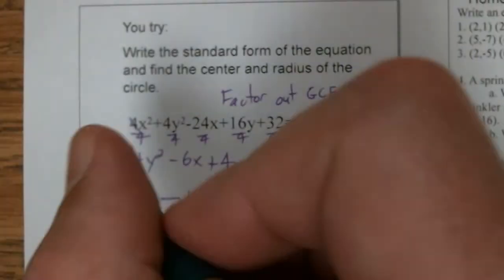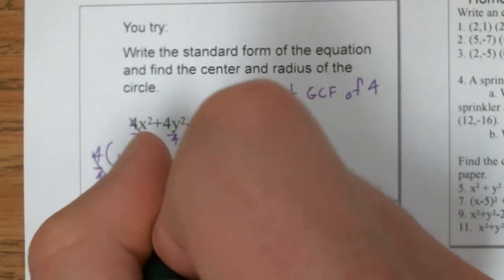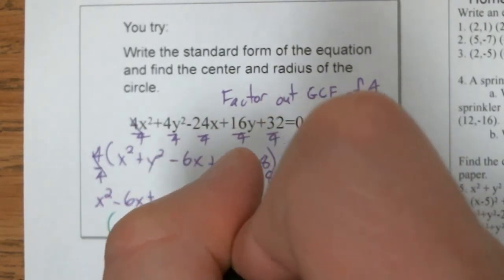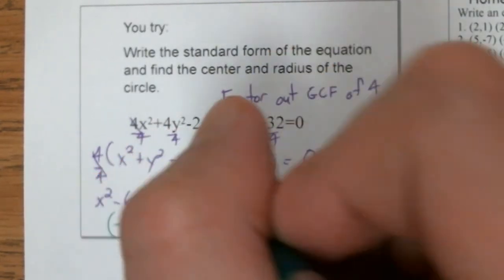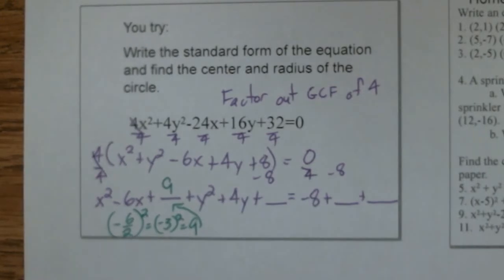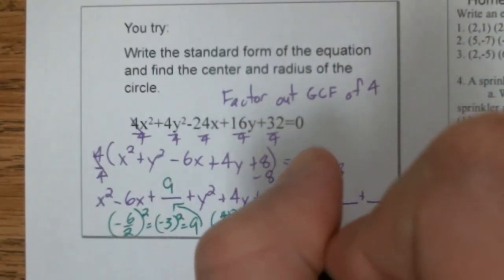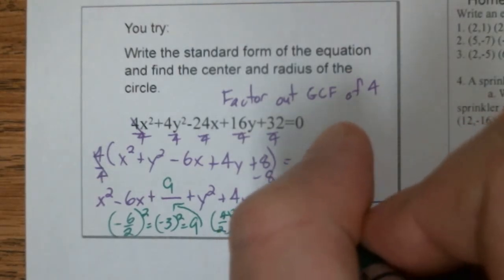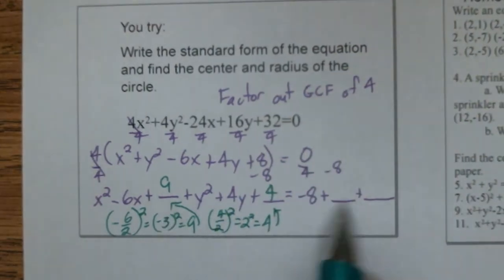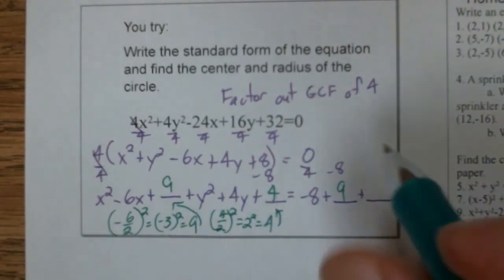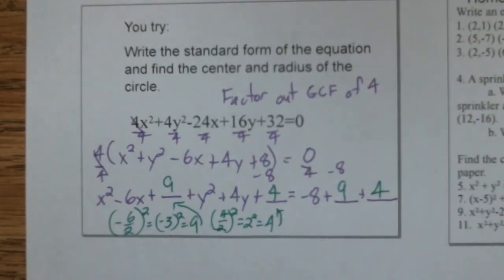So I'll take half of this number. Half of negative 6 is negative 3 squared. So once again, that's 9. So that magical 9 goes in that blank. Half of 4 squared is 2 squared. 2 squared is 4. So 4 goes in that magic blank. And then I'll just transfer these to the other side. 9 on the left, 9 on the right. 4 on the left, 4 on the right.